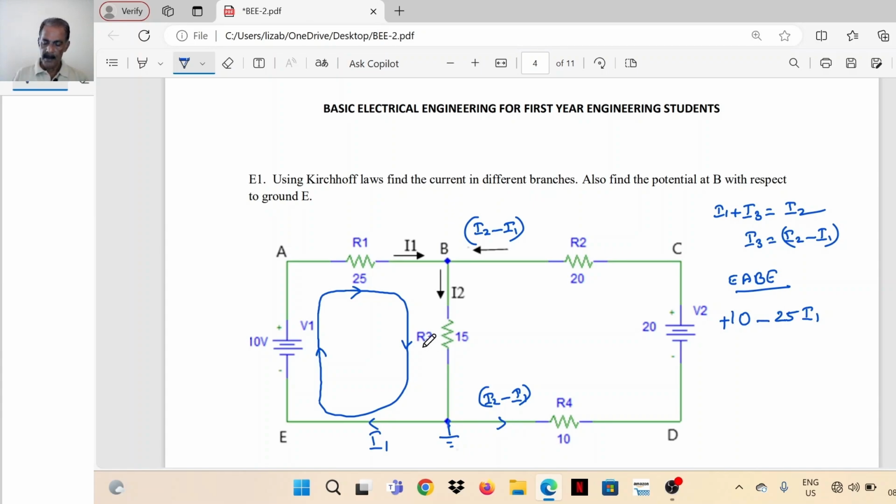Then the next IR drop is I2 R3. R3 is 15 ohms, so the IR drop is 15 I2. And the sign: I2 is from B to E, the loop is also from B to E. Both are in the same direction, so a negative sign, equal to 0.